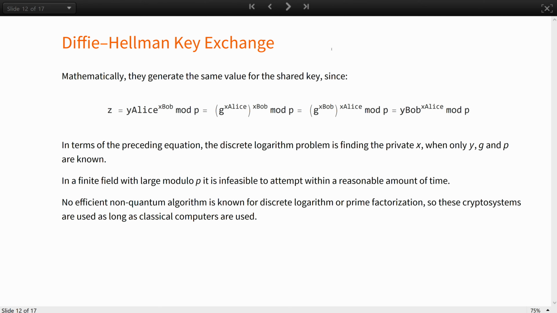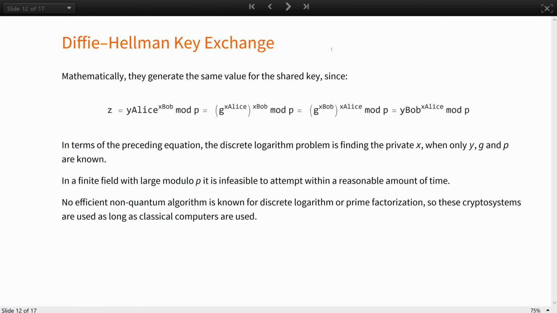Mathematically, they generate the same value for the shared key, since Alice's public y raised to the power of Bob's private x is equal to the base g raised to the power of Alice's x and Bob's x simultaneously, which in turn is equal to Bob's public y raised to the power of Alice's private x.